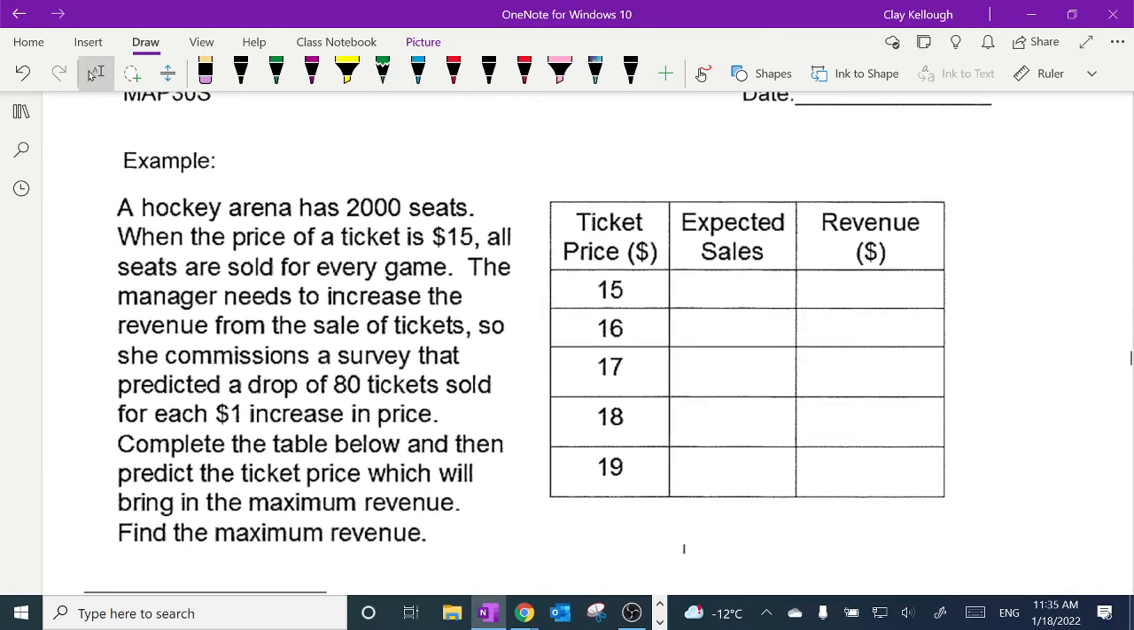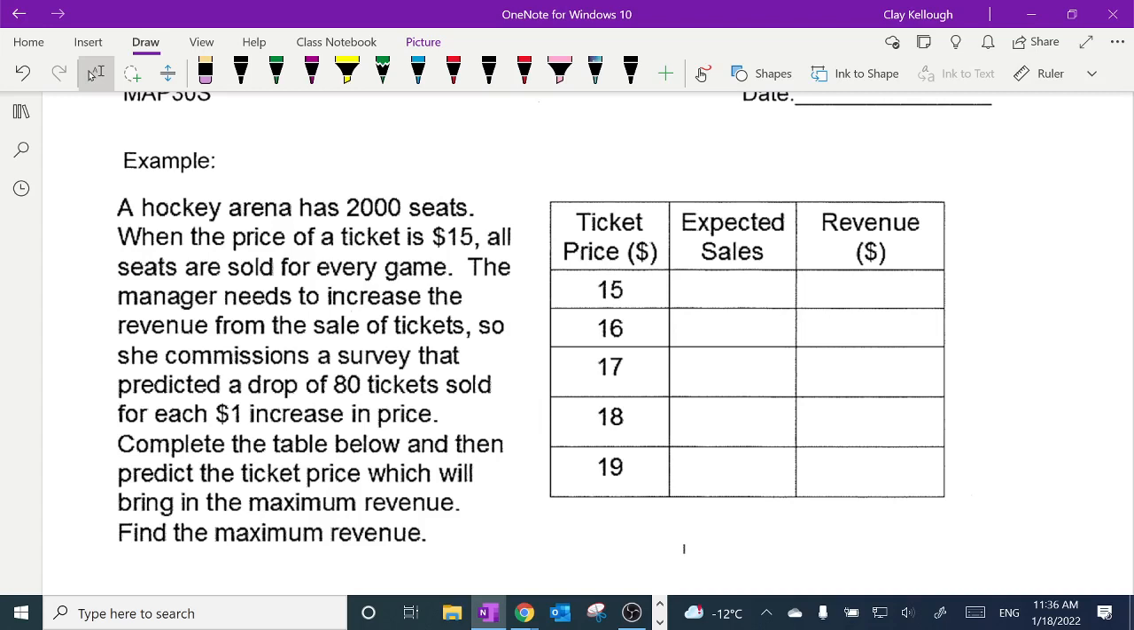All right. I've used this example in class a couple times, talking about how the Jets decided the size to build their arena. They would also use similar math to set their ticket prices. In a hockey arena, if there's 2,000 seats, the price of a ticket's $15. All the seats are sold for every game. So assume that we have sellouts. We sell out when we're $15 a seat. The manager needs to increase the revenue, though. So she commissions a survey that predicts a drop of 80 tickets every time you increase the price $1. So complete the table below.